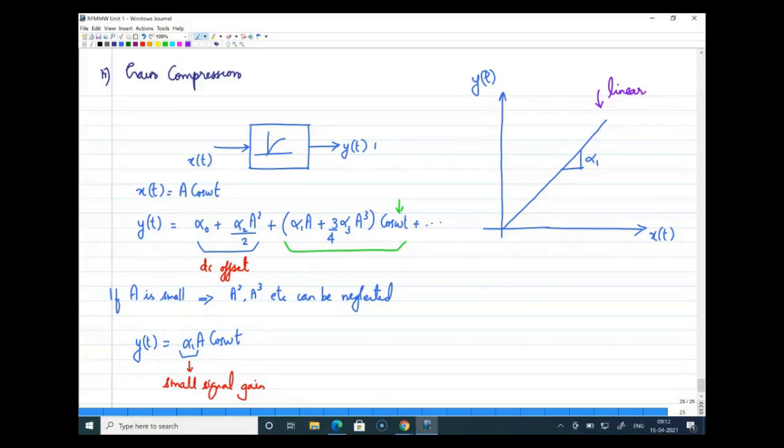But now, initially I considered the case when a is small. Now, what happens if a is becoming larger?